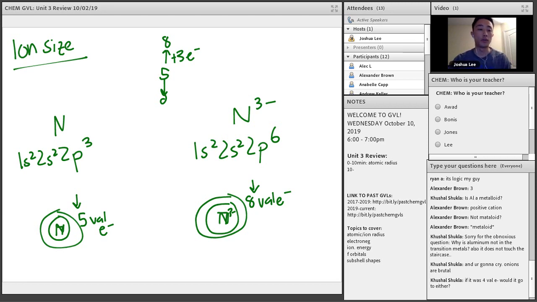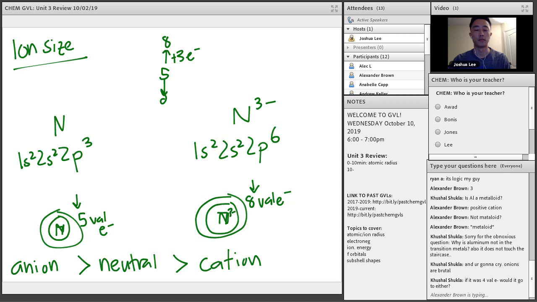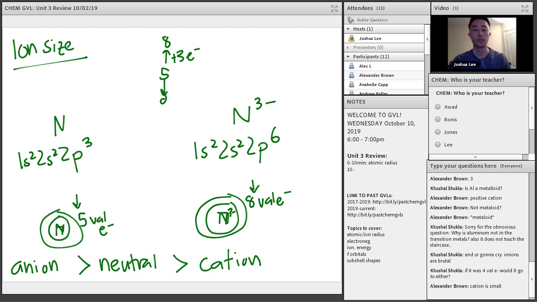So general rule of thumb, the anion will be bigger than the neutral atom, and the neutral atom will be bigger than the cation. Pretty simple, because as you're adding electrons, you're literally adding layers to your atom. Good, so that's ion size.